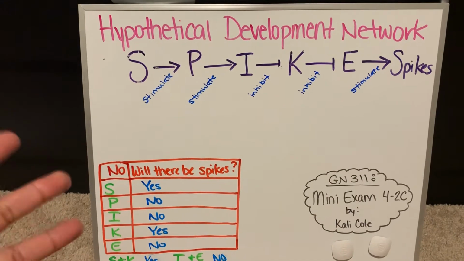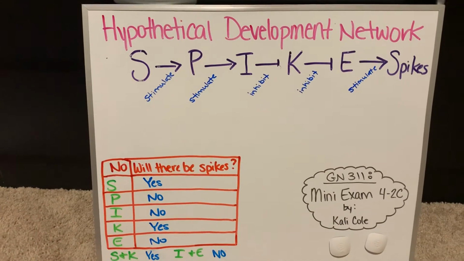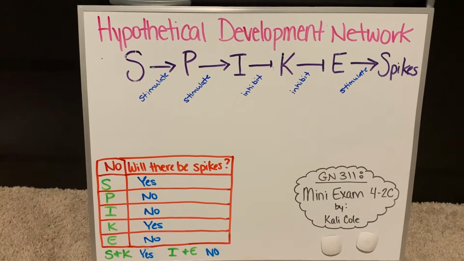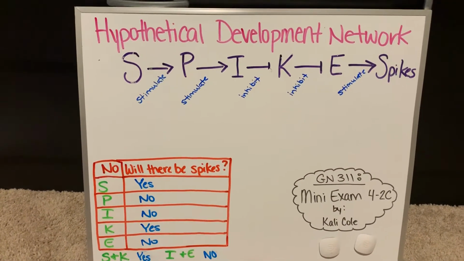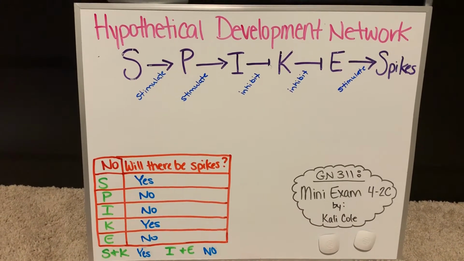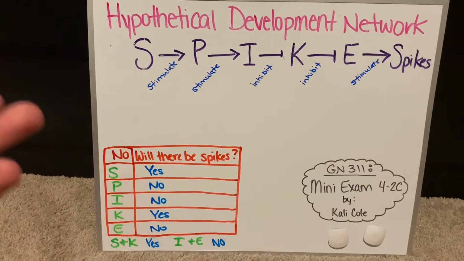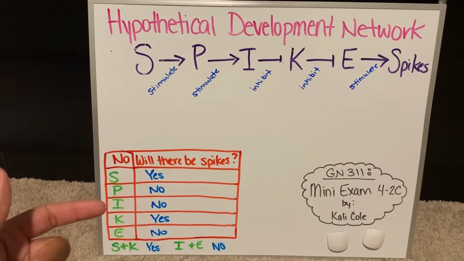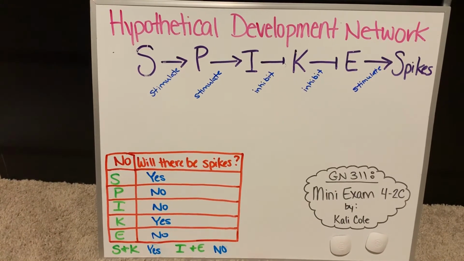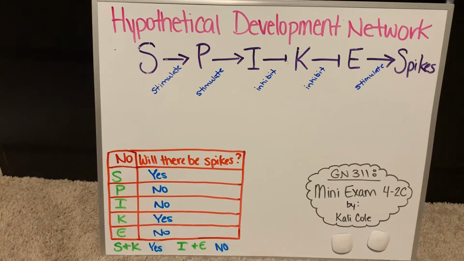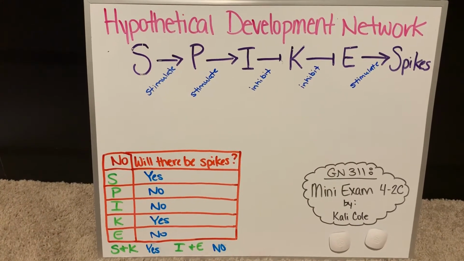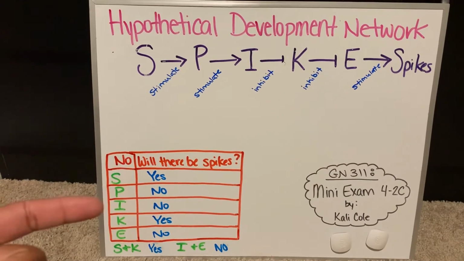I is the second inhibitor, almost like a double negative. In this case, it is preventing K from working, and K is the inhibitor that's blocking E that produces spikes. So I is almost like a protector of the E stimulant. So without I, E would not be able to stimulate, which means there would be no spikes. And then P is the stimulant for I. In order for I to be able to do its job and inhibit K from blocking E, you need P to stimulate. So without P, there would be no spikes as well.